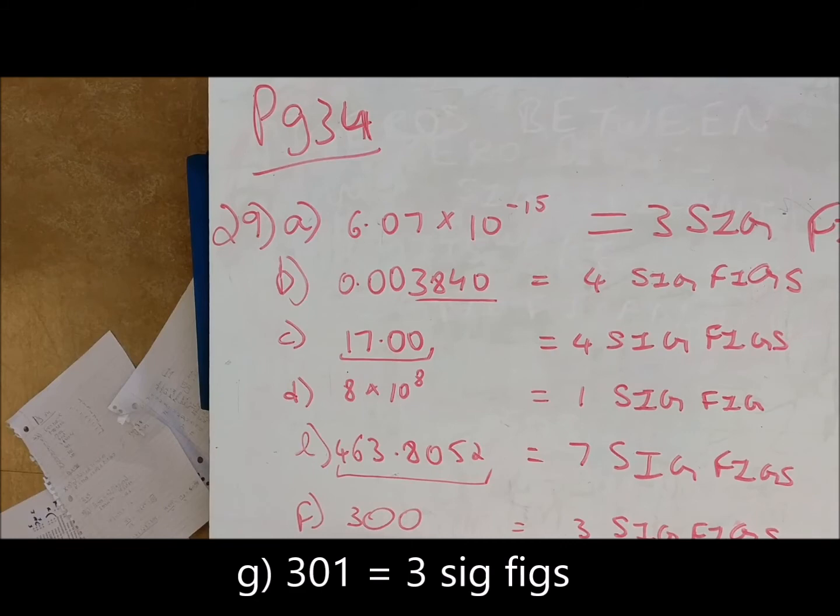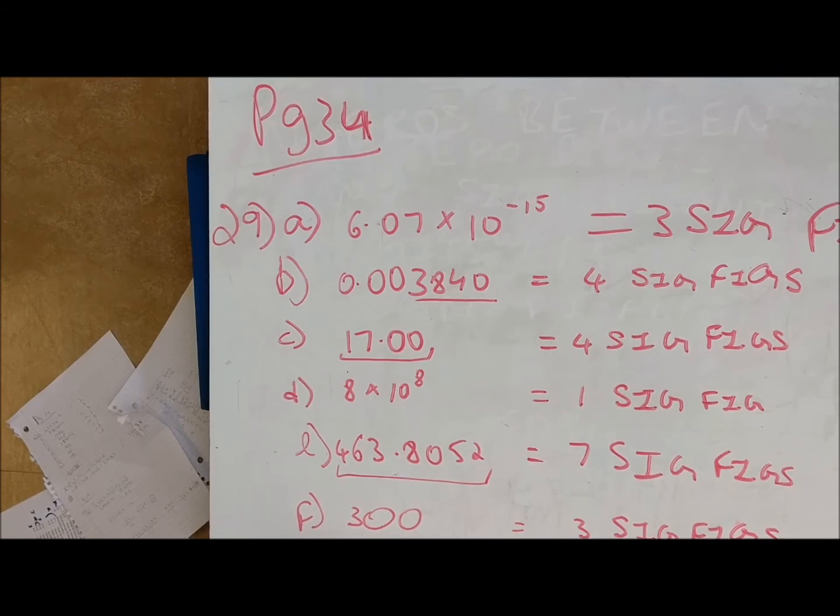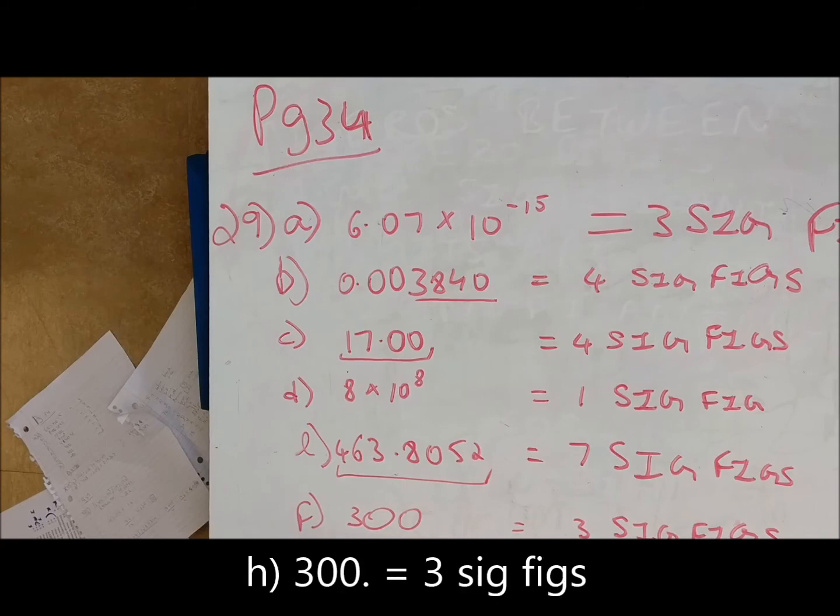Part G has the numbers 301. The 0 is trapped between 1 and 3, and 1 is significant, so it has 3 sig figs. Now, 29H, I don't know if I went over this rule, but if there's a number which ends with 0 but has a decimal point after the 0, the decimal point makes the end 0 count. In this case, it's gonna have 3 sig figs because it's 300 point. So that point really makes a big difference.